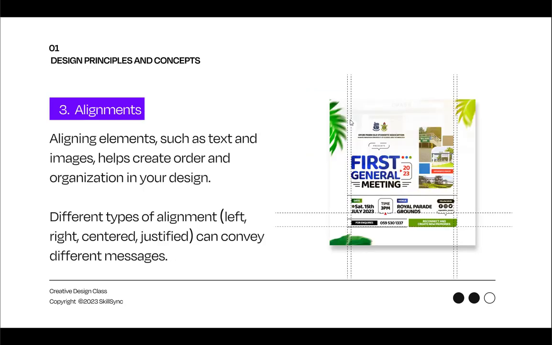Number three, alignment. Aligning elements such as text and images helps create order and organization in your design. Different types of alignment, that is left, right, centered, and justified, can convey different messages. Looking at the design we have here, you realize that the information over at the left side are all aligned, and those at the right side are all aligned. And looking at the bottom, none is placed arbitrarily. They are all sitting on the same base. That is why we need a grid. Okay, so your design layout also needs a grid to guide you in aligning your elements.